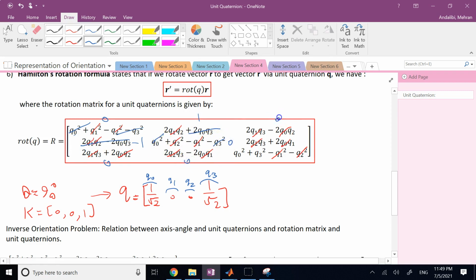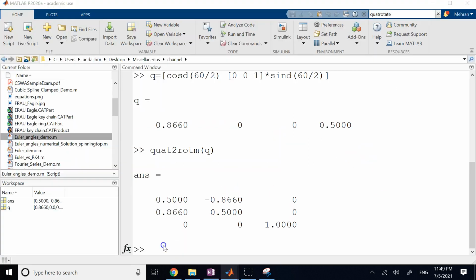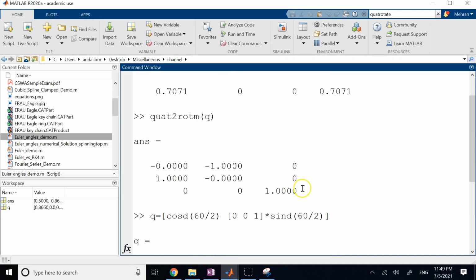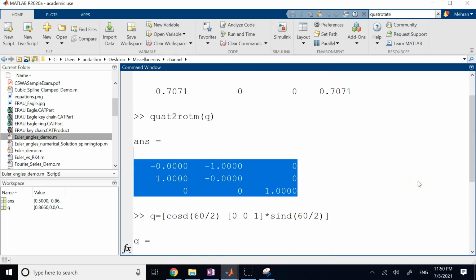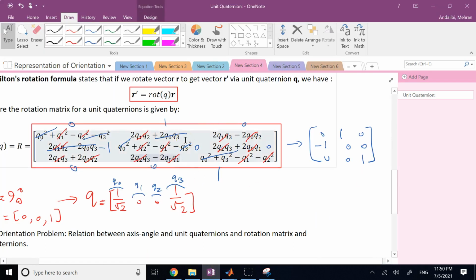This is 0, this is 0, this is 0. And here you're adding the square of them. The square of them is 1/2, 1/2 plus 1/2 is 1. So you clearly see that this turns out to be 0, 1, 0, negative 1, 0, 0, 0, 0, 1. Right? That's the rotation matrix I get from this formula. And if you look, this is exactly the previous rotation matrix that I had. Okay? So my rotation matrix is working perfectly.